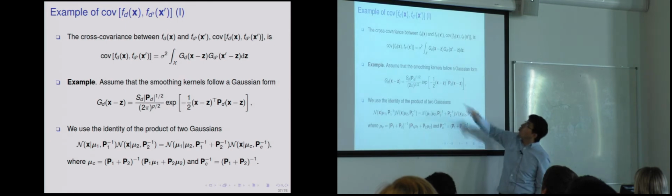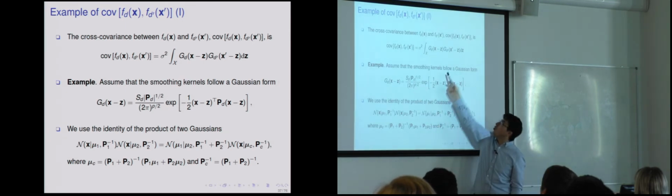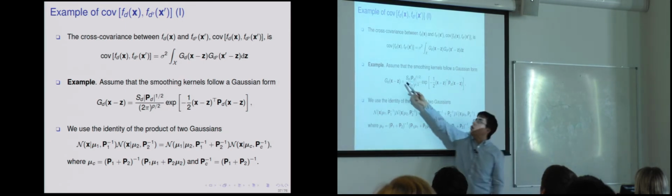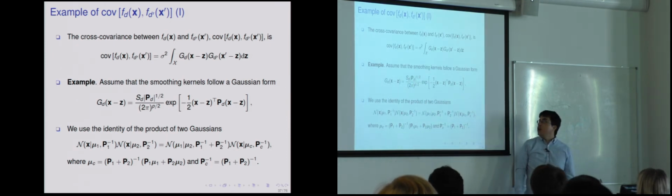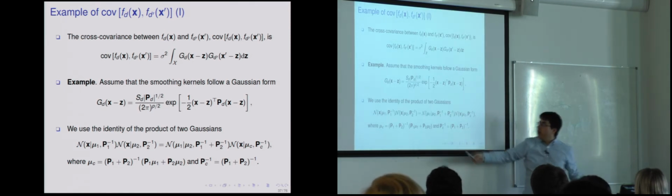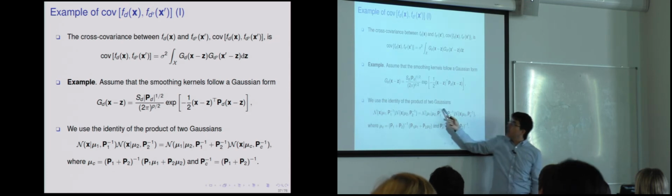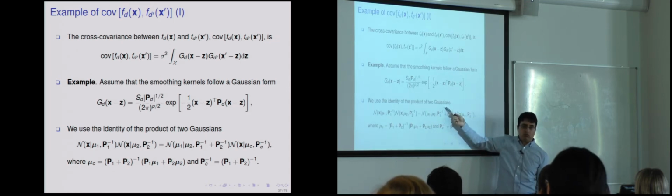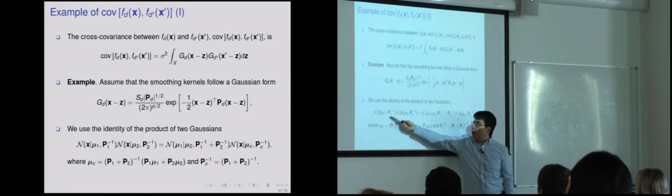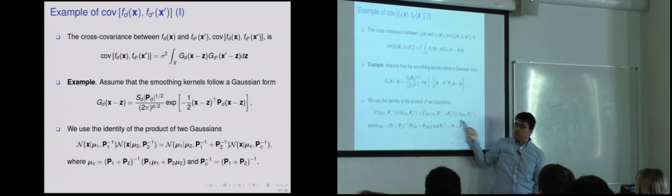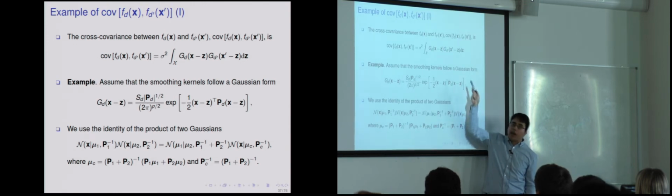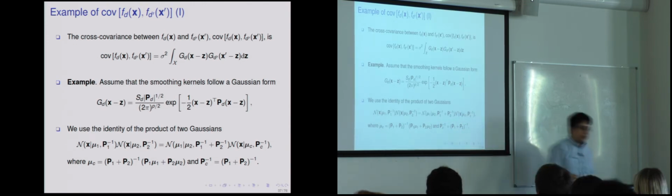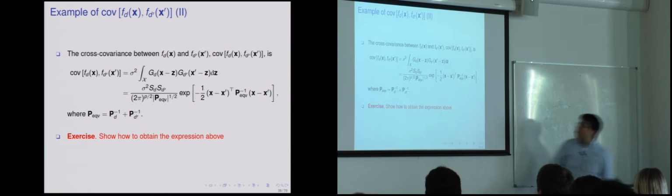Then what I have to do is plug this expression in there to find out how to compute the cross covariance between f_d and f_d'. Luckily, these are Gaussians, and I'm integrating over the whole space, so I can use the identity of the product of two Gaussians. If this is one Gaussian and this is the other, then this is the result that we get. Then plug this result inside and solve the integral. This is the result that we get.